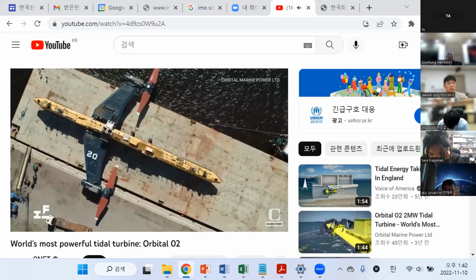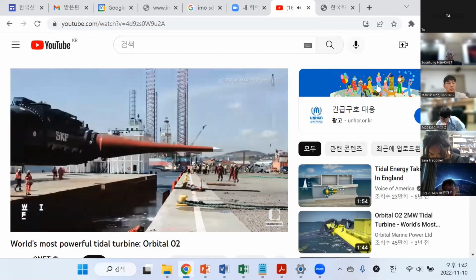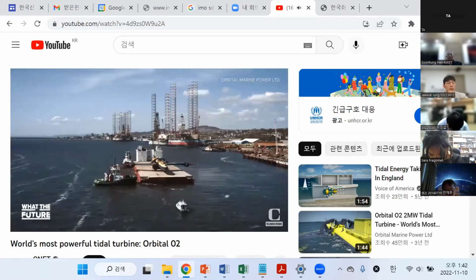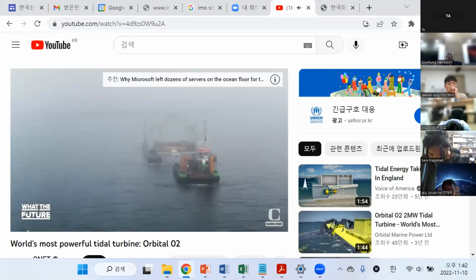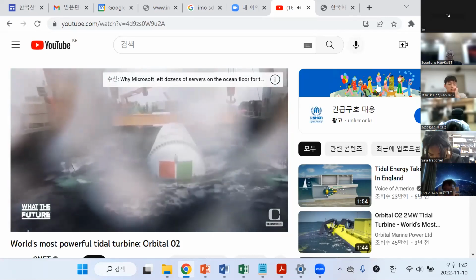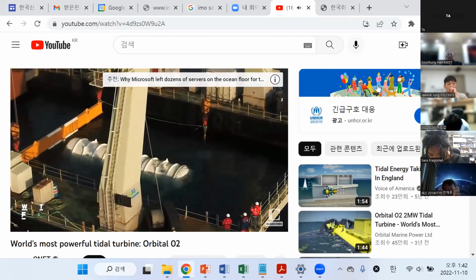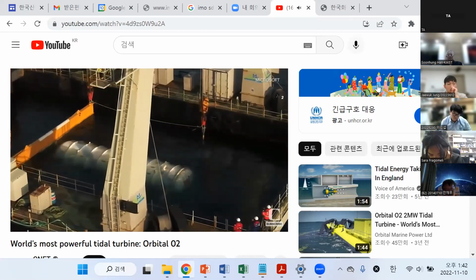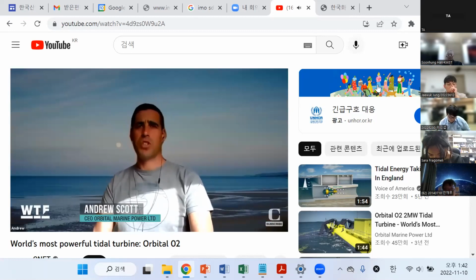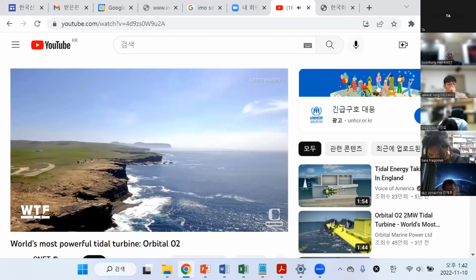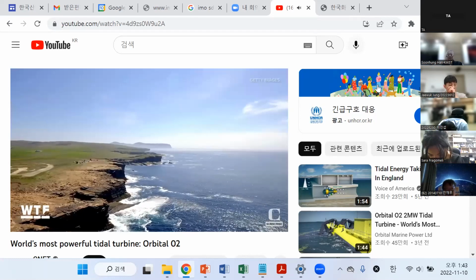Orbital just delivered the first O2 to the Orkney Islands, which sit off the northeast coast of Scotland. If Orkney sounds familiar, you may have caught my video on Microsoft's underwater data center. That project also happened in these same waters, and that's not a coincidence. Orkney's blessed with some of the biggest, strongest tidal streams in the world, so it's a pretty good proving ground. It's a pretty hostile sea that surrounds it.